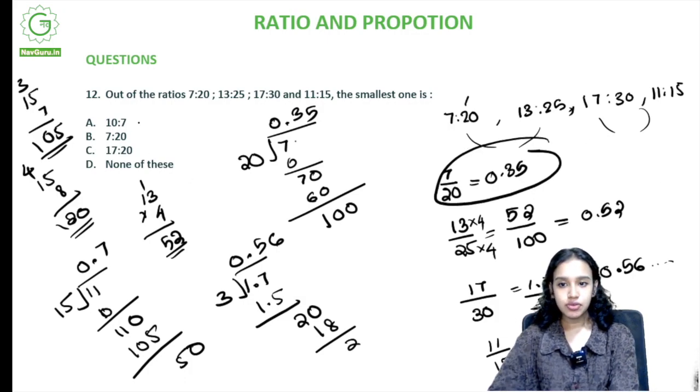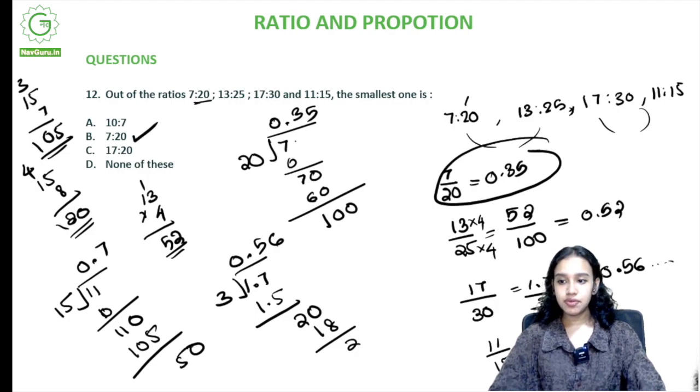It's 7 by 20. So the first option, 7 by 20, is the right answer.